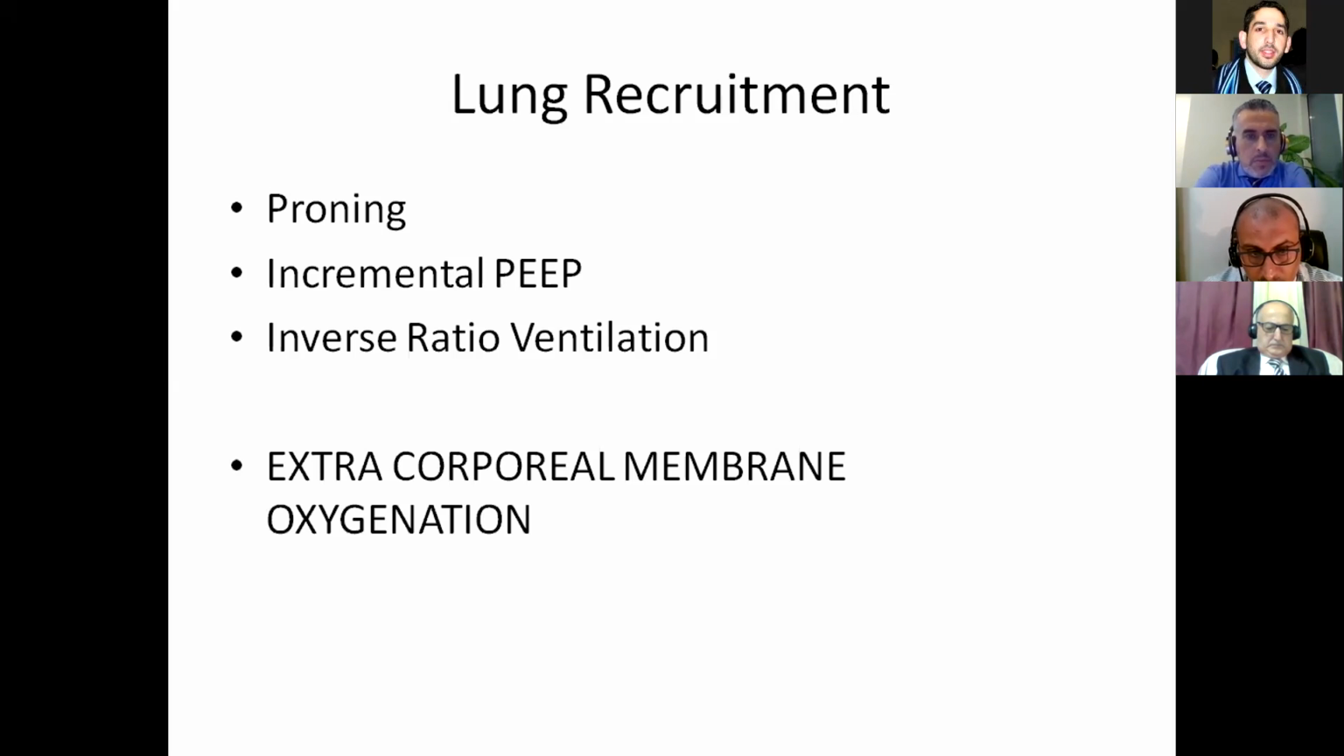If all this fails, then you don't have anything more to do. You have to refer the patient to a center where they can do ECMO, extracorporeal membrane oxygenation. It is a veno-venous process where you have a separate machine. I'm not very familiar with this, but this is up to lung recruitment we can do. But after that also, if the patient's oxygenation is not improving, if he is young and if he is fit for ECMO, it is better to transfer him to a referral center.